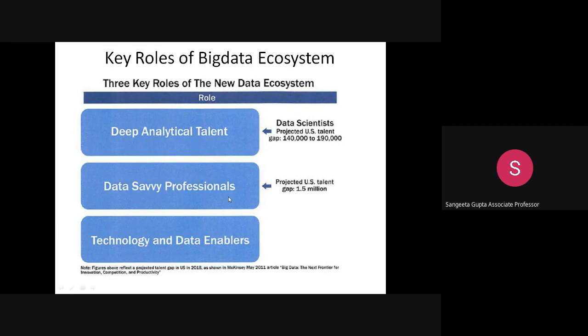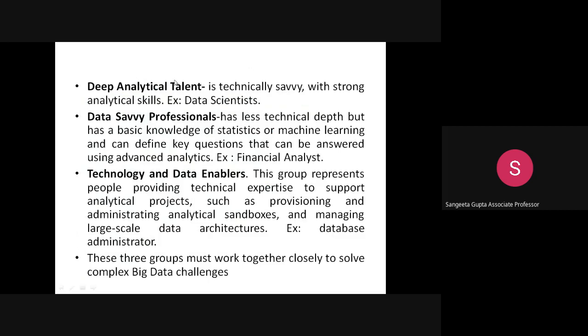The data savvy professionals. Again, these are also knowledgeable, but not as deep as your data scientist. Data scientists have very great, in-depth knowledge because they keep on exploring continuously. But data savvy professionals try to learn only the things which are required to solve a particular problem. Just like the analysts or data engineers, whatever project they are assigned, they will try to figure out solutions only in the direction in which their project will be proceeding, right? So data savvy professionals have less technical depth, but they know how to use the statistical functionalities and all. Then there is another group.